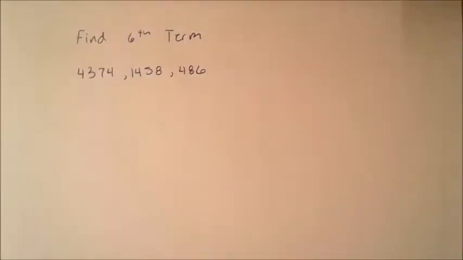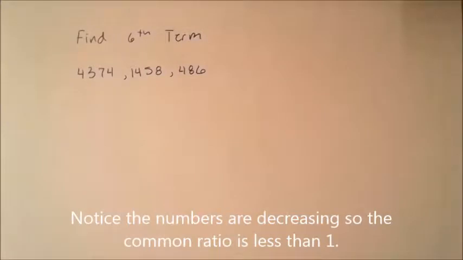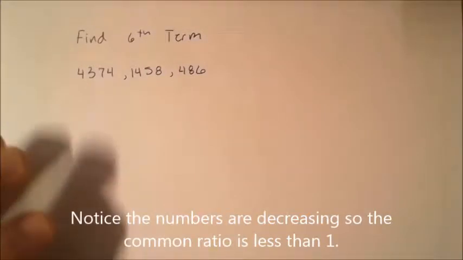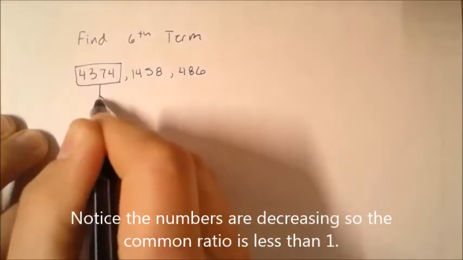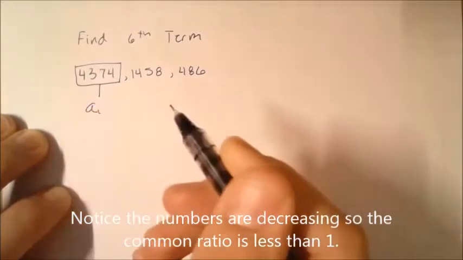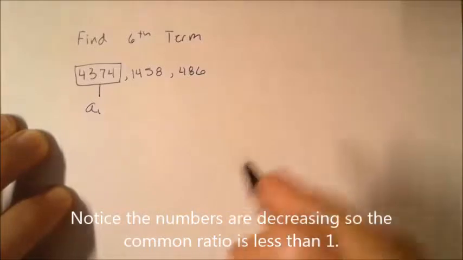Alright, once again we are looking at a geometric sequence. Notice it says find the sixth term. So we're going to go ahead and note some things. Let's note that this first term is our a sub 1. Then we need to find our common ratio.